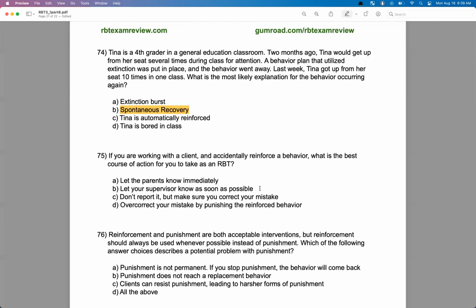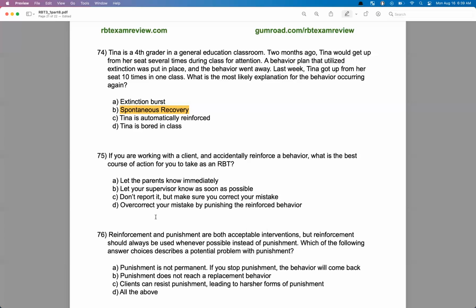So let's read the rest of them. C, don't report it, but make sure you correct your mistake. Well, you want to try and correct your mistake and ensure you're not going to reinforce it again, but you need to report it, right? It's something that might have changed a behavior. If you're changing behavior, you should be documenting this. So C is out.